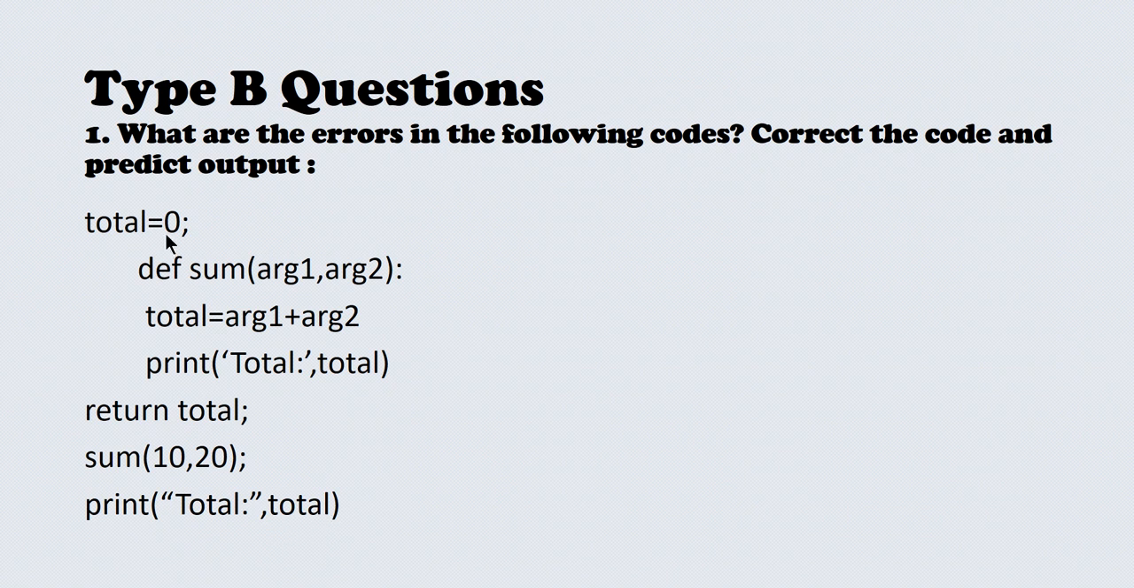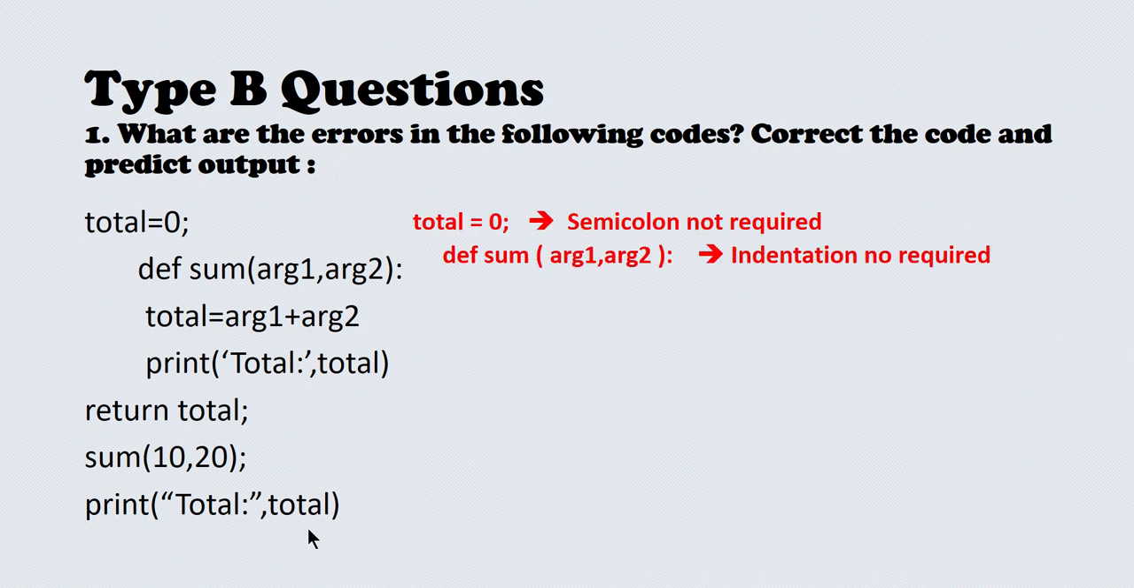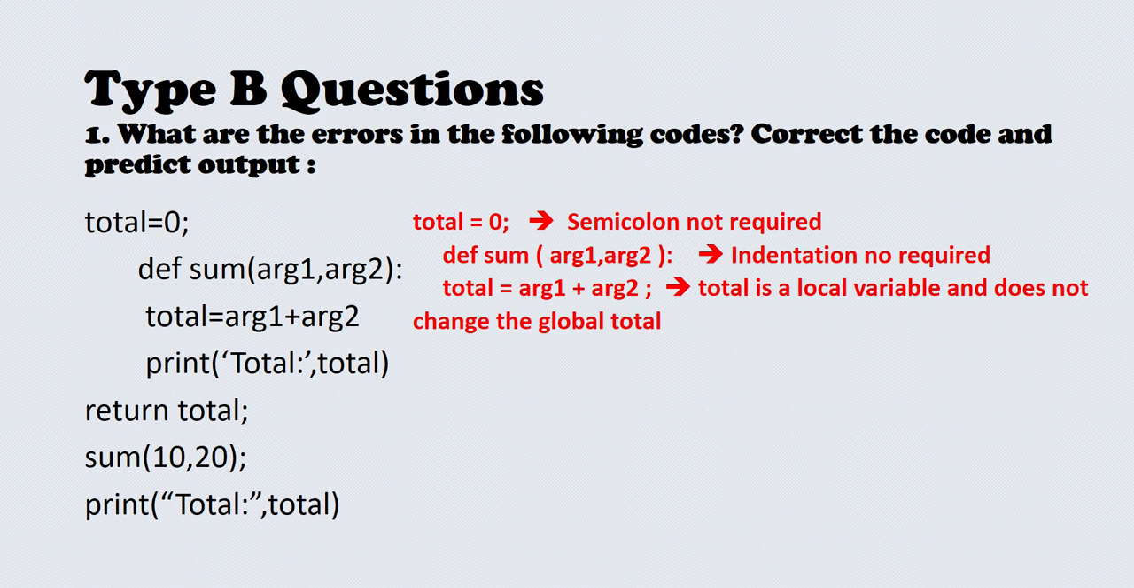So what is the value that you have initialized? Okay, it will display only 0. Okay, so here is the answer. Semicolon not required, indentation is not required. So total, okay, it is a local variable, and semicolon is not required again.